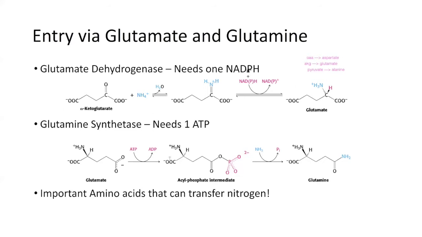And then the next entry point is through making glutamine. In this case, we can actually just use the glutamate we just made and incorporate a nitrogen at the C-terminus by first phosphorylating it. So we take a carboxylic acid and we phosphorylate it. And then after we phosphorylate it, we can have nitrogen attack the carbonyl and essentially kick out this phosphate group so that it becomes an amide group. And now we've incorporated two nitrogens.